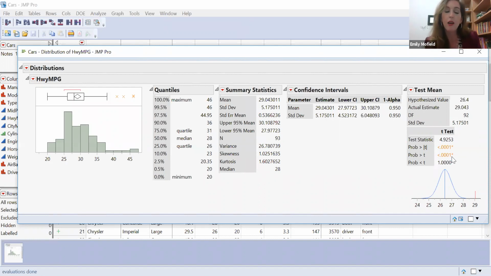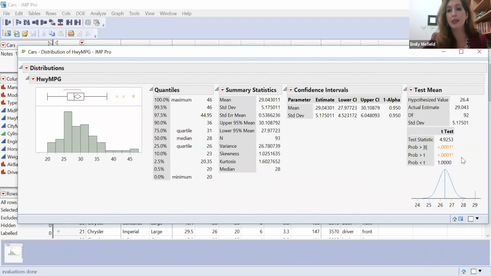Now, if my alternative hypothesis as a researcher, what I was thinking, was mine are lower than the national highway miles per gallon, then I would have had to look at this one, the lower-tailed one, and that would be incorrect. So I would have to retain my null hypothesis. So this is what you're looking at here.